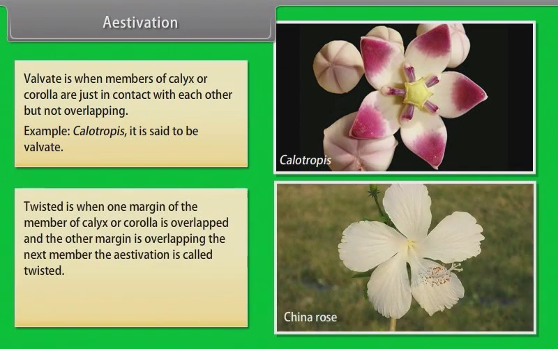Twisted is when one margin of the member of calyx or corolla is overlapped and the other margin is overlapping the next member. The estivation is called twisted. Example, China rose, lady's finger, and cotton, etc.